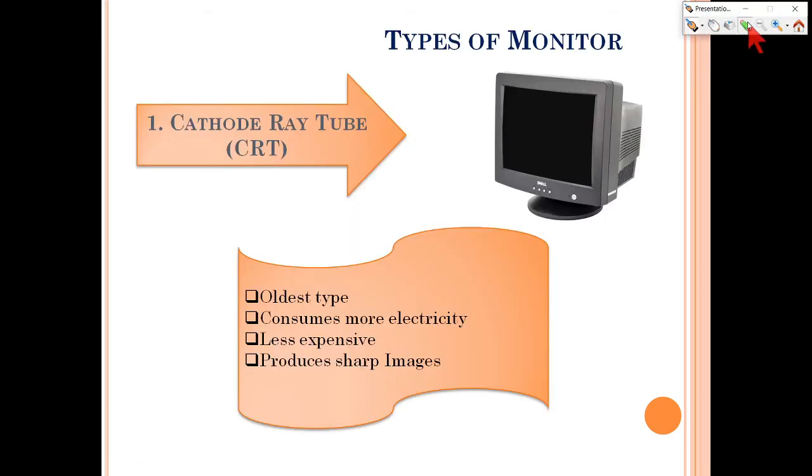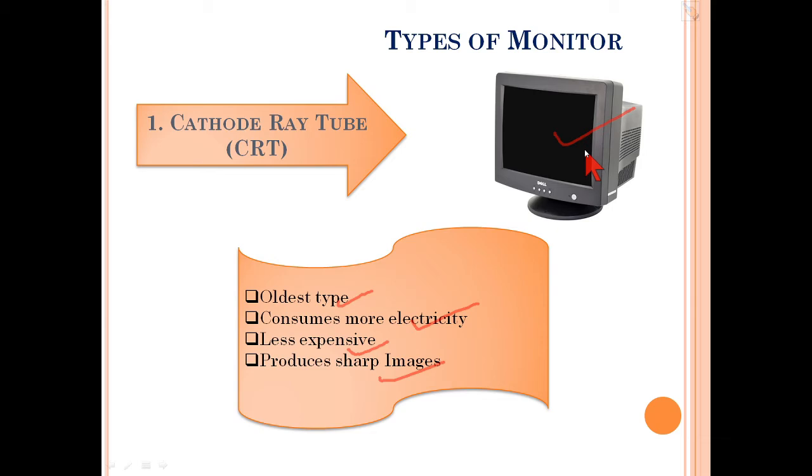So the first one is the CRT, cathode ray tube, as you can see here. It looks like the older TV; maybe you have seen that. It is the oldest type, consumes more electricity. That's why it is not so common nowadays. Less expensive, produces sharp images also. But it is not common nowadays.